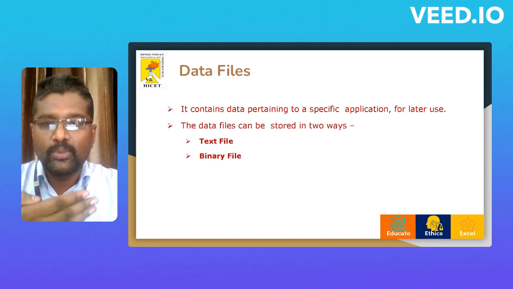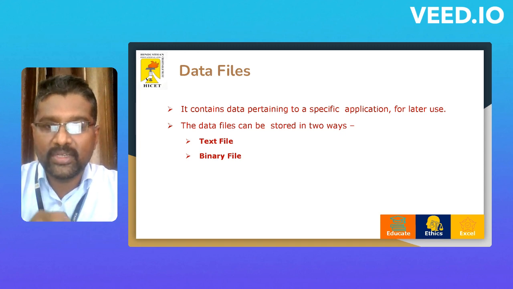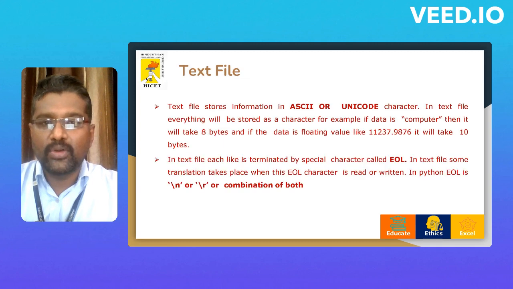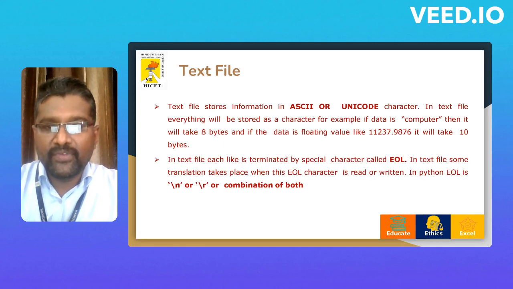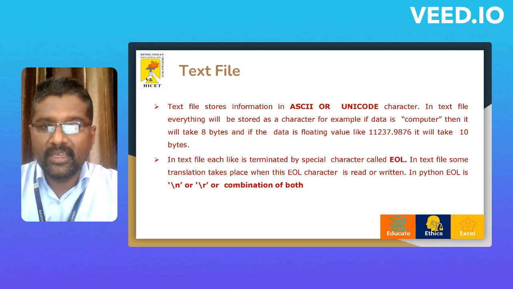So there are two categories of file. A data file which is stored in a specific location can be accessed for later use. One is the text file and the next is the binary file. So what is a text file? When the information is stored in the format of ASCII or Unicode characters, I call it a text file, and it is human readable.